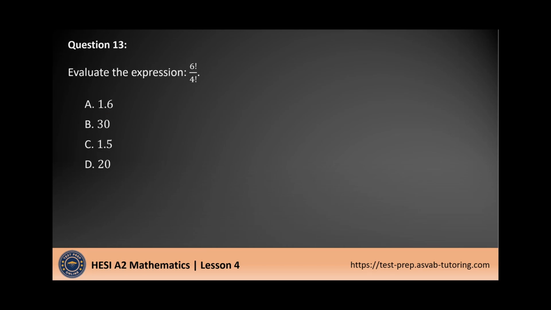Question 13, evaluate the expression 6 factorial divided by 4 factorial. So factorial just means that we're going to multiply 6 by every integer less than 6, ending with 1. And then same with 4. So 6 factorial simply means 6 times 5 times 4 times 3 times 2 times 1. And then we're dividing that by 4 times 3 times 2 times 1.